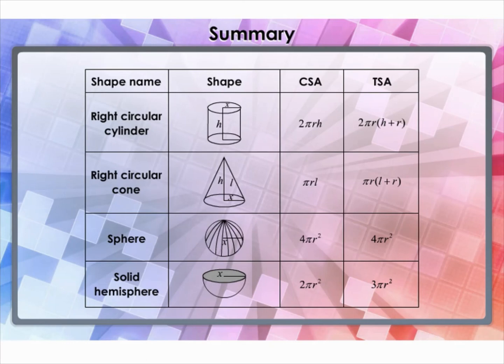The curved surface area and total surface area of a sphere of radius r is 4 pi r square. The curved surface area of a hemisphere is 2 pi r square. The total surface area of a hemisphere is 3 pi r square.